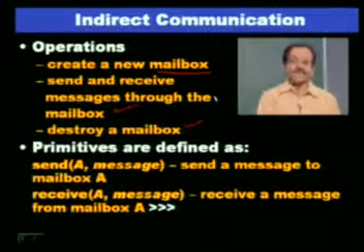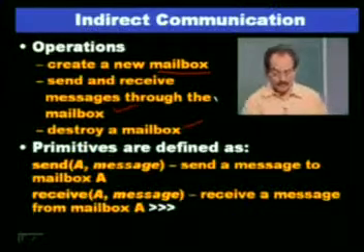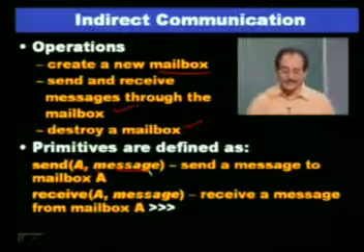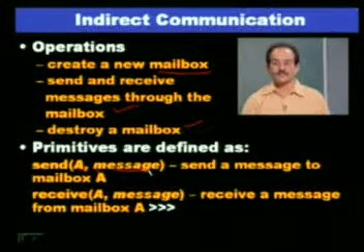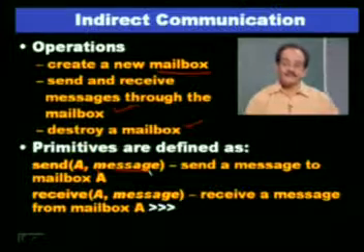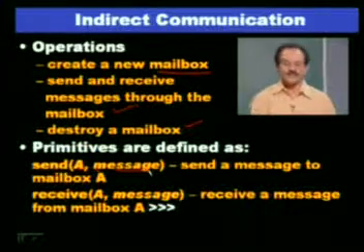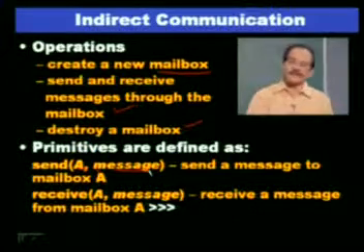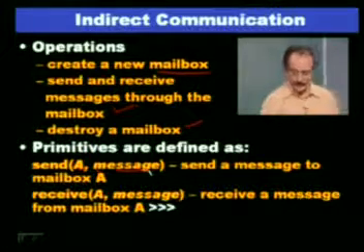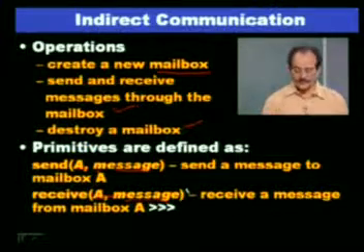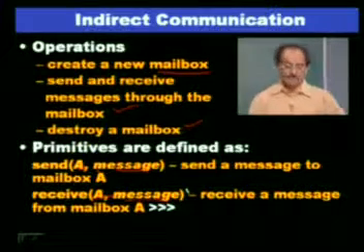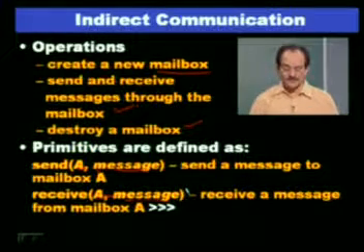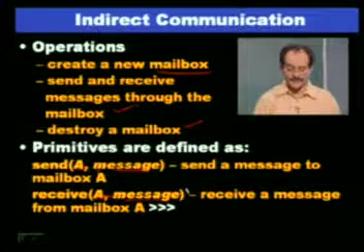Now, how do I send and receive the message in this particular case? We say send A, message, where A is the mailbox which we have got. Now, how does my user know whether it is for him or for somebody else? Because the mailbox has been created between two processes, they will be the ones who will be sharing these messages. So, it is basically receive A, message. I may be sending a message to a mailbox or I am receiving a message from the mailbox. These are the two basic primitives based on which this communication can take place.